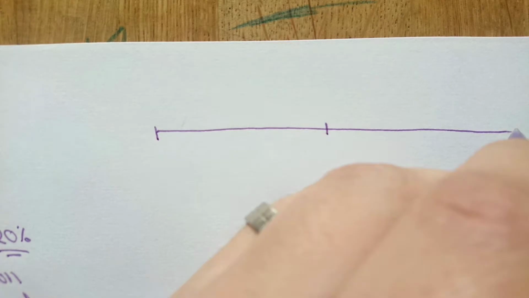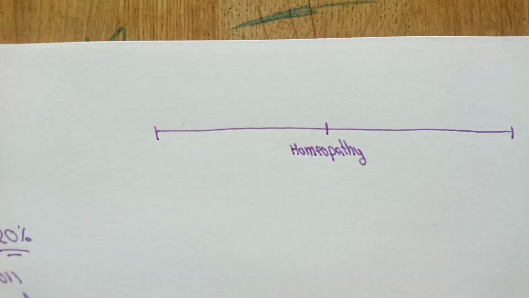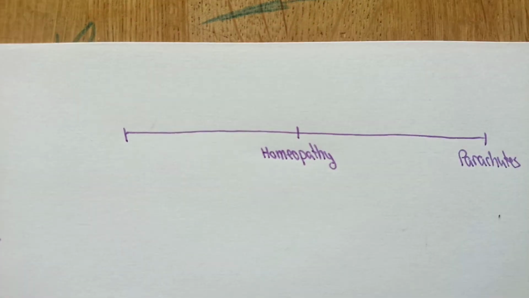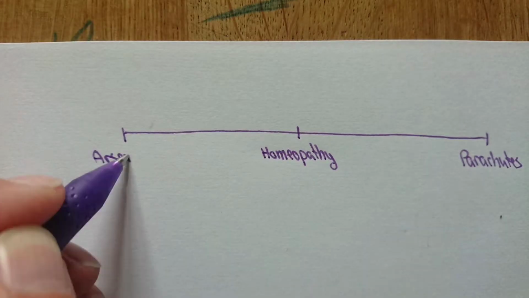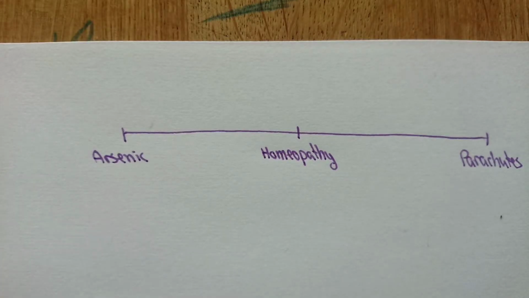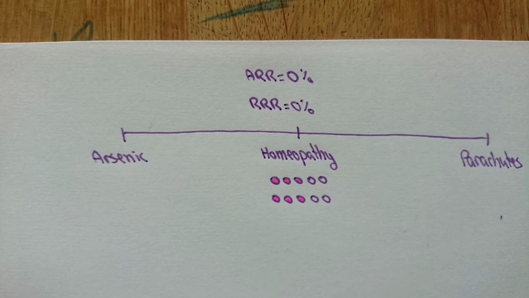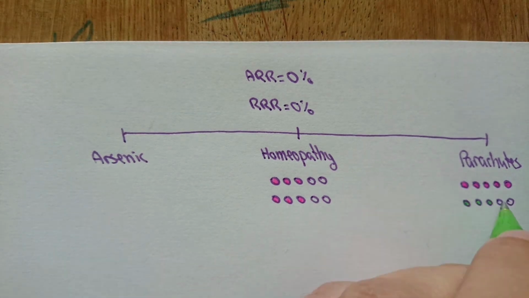So looking at a line, in the middle is a treatment that does nothing, homeopathy. At one end is something that without, everyone dies, and with, everyone survives, so parachutes, and at the other end everyone would have survived, but the treatment kills everyone, so arsenic. So at homeopathy, no one gets better or worse, so the absolute and relative reductions are both zero. For parachutes, 100% of the risk is removed, so both the absolute and relative reductions are 100%.